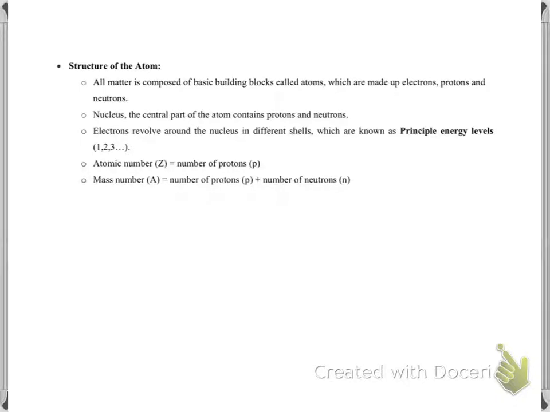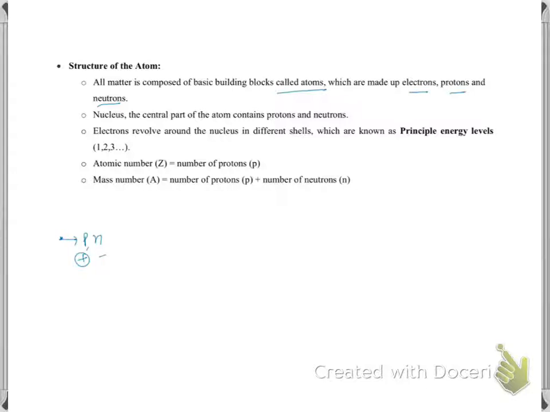All matter is composed of basic building blocks called atoms. And what is an atom made up of? It is made up of electrons, protons, and neutrons. The central part of the atom is called the nucleus, and in the nucleus we have protons and neutrons. Protons are positively charged and neutrons have no charge.